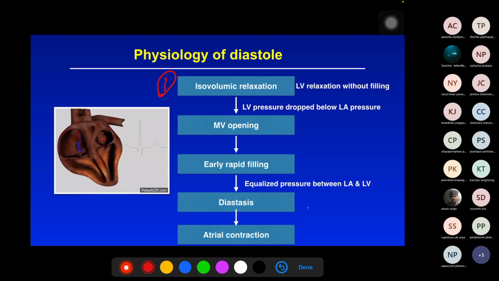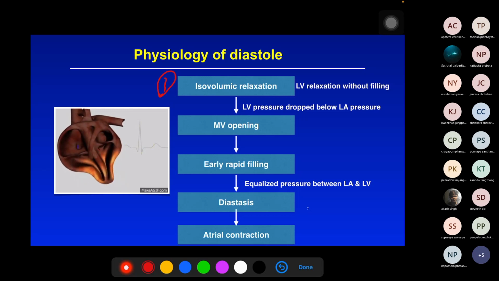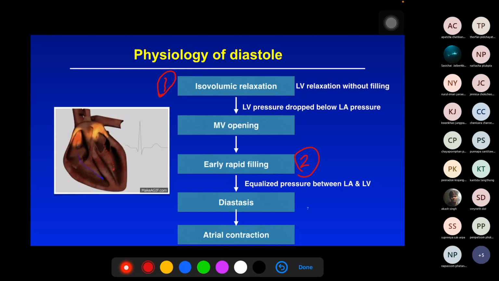Relaxation without flow. When it's relaxation, the pressure comes down. When the pressure in the LV is lower than the LA pressure, the mitral valve is open. Then starts the second phase, called E, or early rapid filling.